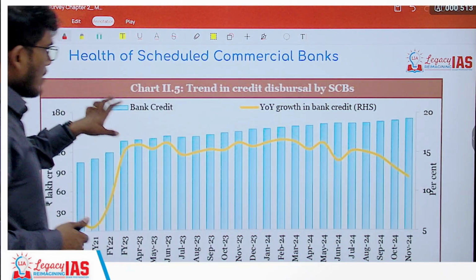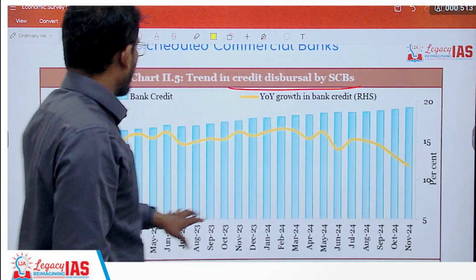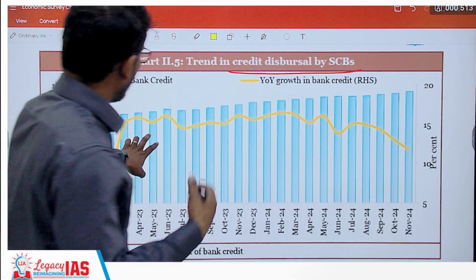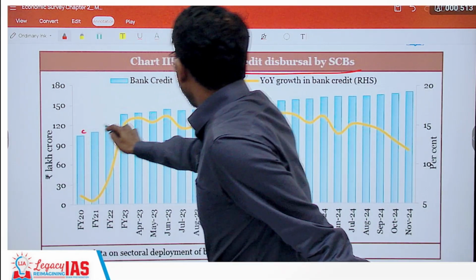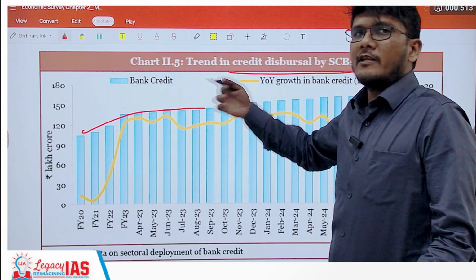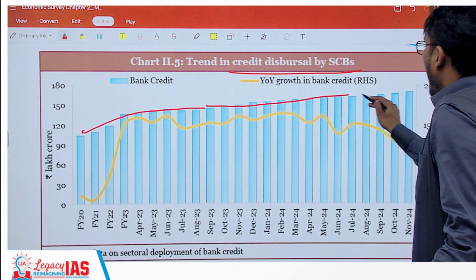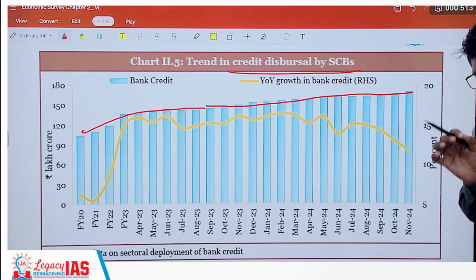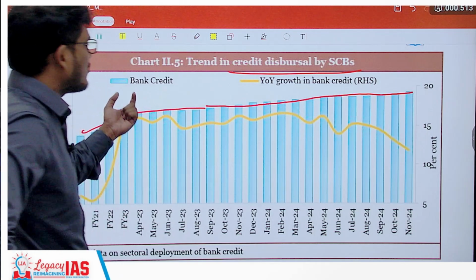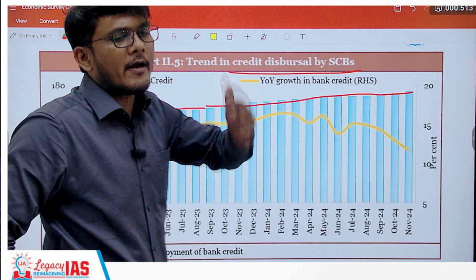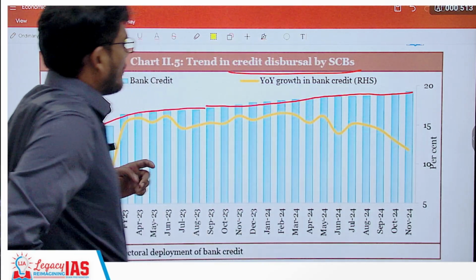Now, coming on to the credit disbursal. If you look at the credit disbursal, that is the bank credit. Again, the bank credit has gone up, not by that much, it sort of stabilizes, but if you can see, there is no downfall. The growth may be very slight, but still there is growth and not a decline. That means people are taking more and more credit from the bank. The bank is giving more and more credit to the people.